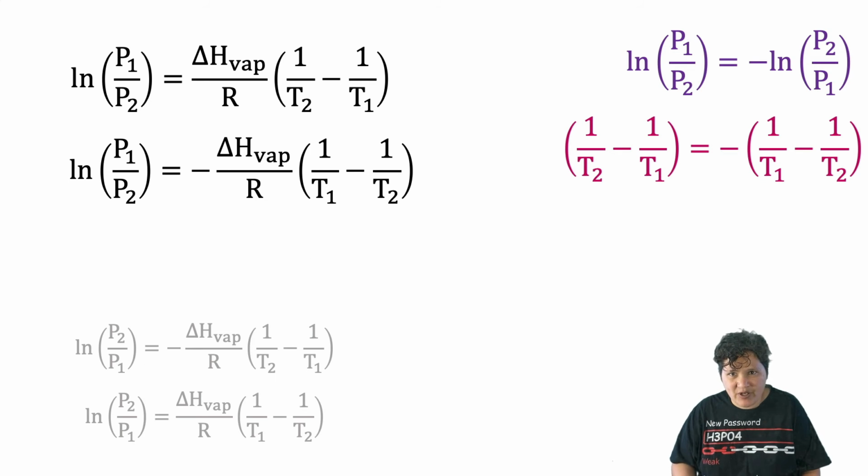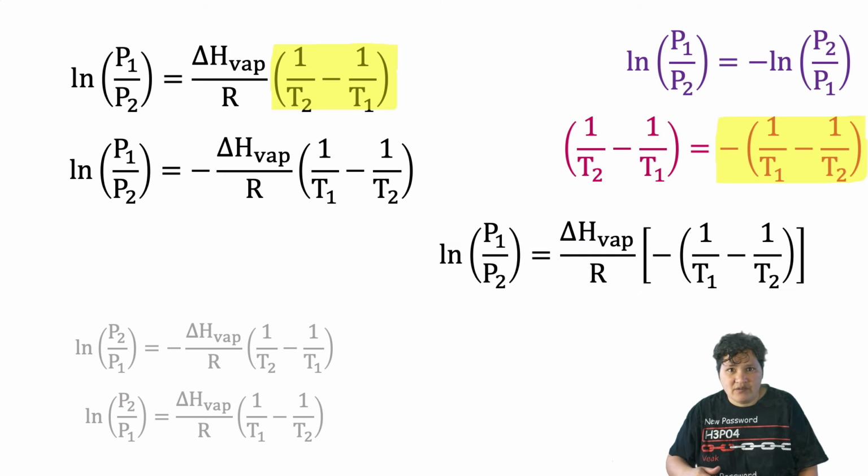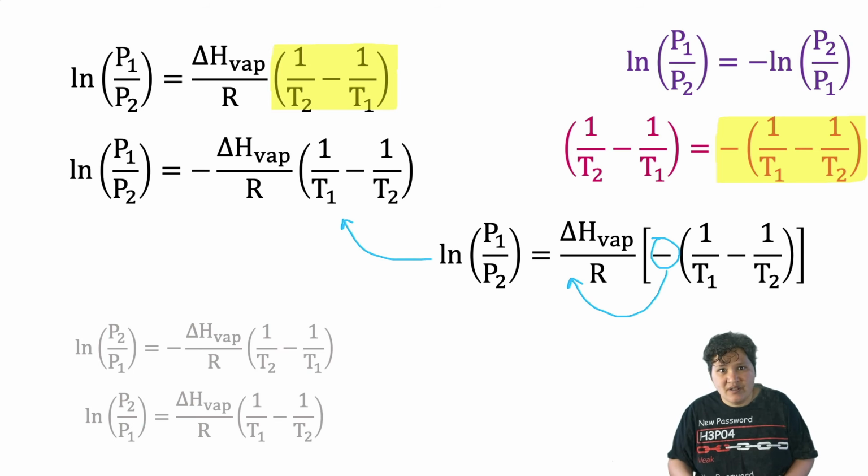So let's start by comparing these first 2 equations. You can see that the top equation has this quantity in parentheses, which is equal to that. Let's plug that in here. Now, let's move this minus sign outside of the brackets, and look, we've got the second equation. These 2 equations are equivalent to each other.